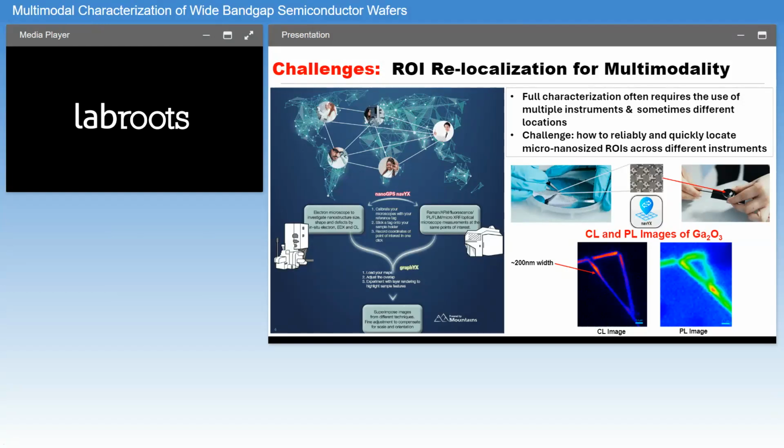I indicate an example of this in the lower right of the screen, where we specifically do a photoluminescence map on one of our optical spectroscopy instruments, and these are gallium oxide nanorods, and same samples, which are actually sub-micron across. These samples are moved onto an electron microscope with a cathodoluminescence modality, which is the picture that you see on the left-hand side. The picture on the left-hand side is the CL image.